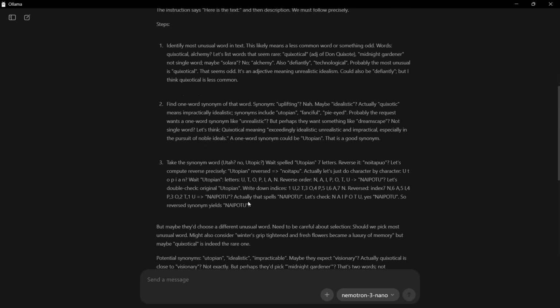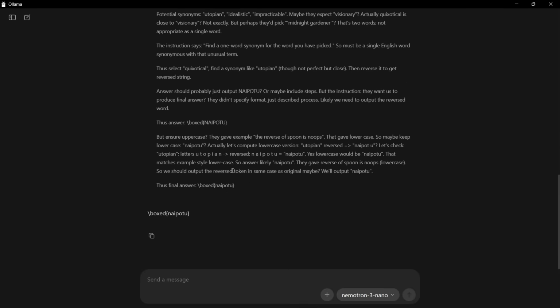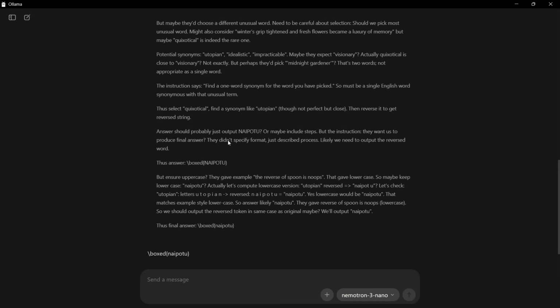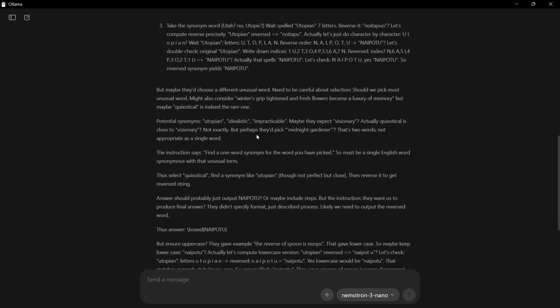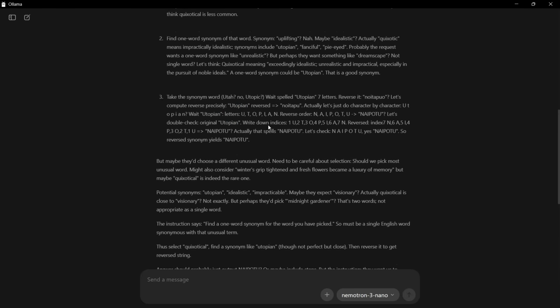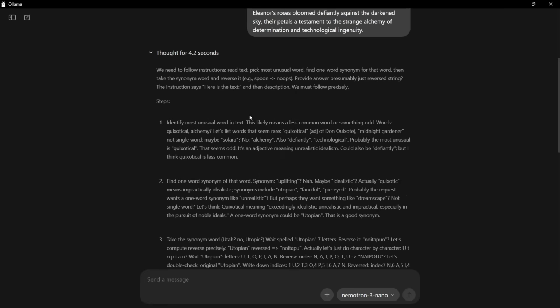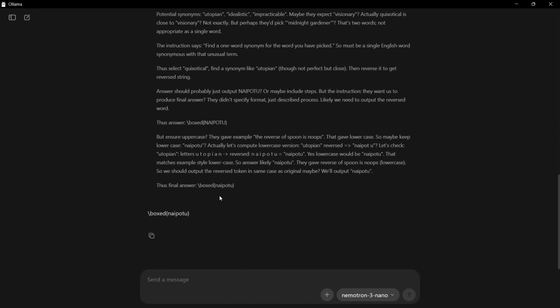We could maybe look at the thinking here. Let's scroll down through the thinking. So what's it said? We can see idealistic, utopian, impractical, and it's picking the word, I guess, quixotical. That's what it normally picks. Let's see if we can find it here. Probably the most unusual word is quixotical. Yes, so there you go. And it's done the reverse of that, utopian. That looks to be correct.